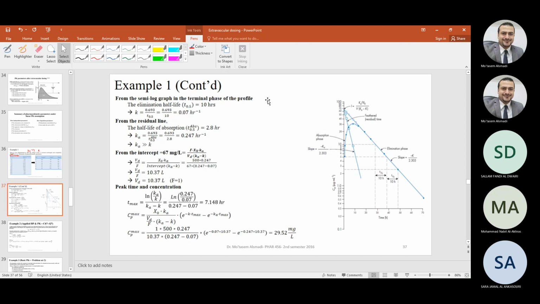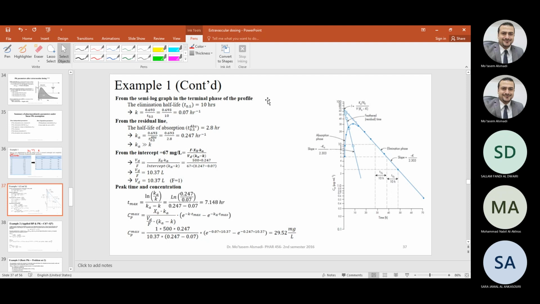As I mentioned before, you are required to at least listen to the previous class or read it before you come to the next class. Come on. So the elimination rate constant is relevant to what? To the terminal slope because it's the slower process. Okay? And what about the absorption rate constant? It's relevant to the residual line. Okay? Because it's the faster process.